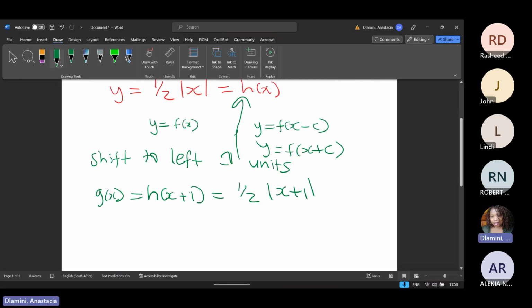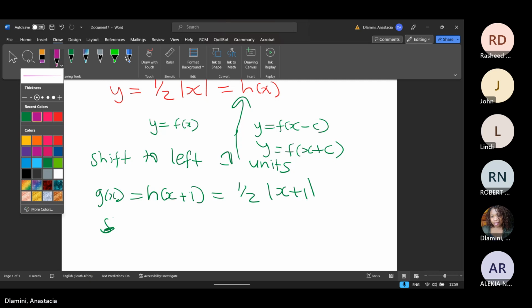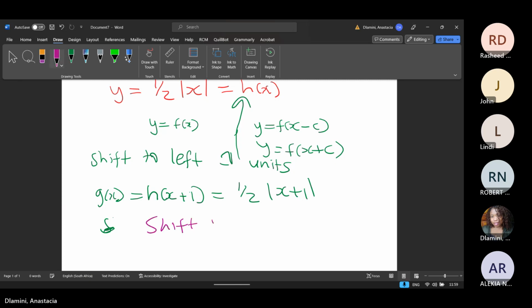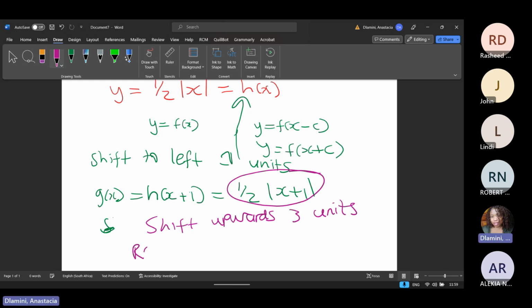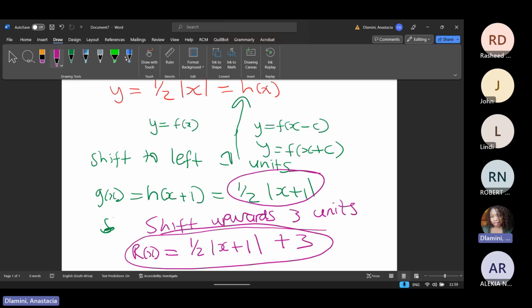So this means we shift, let me choose a different color, we shift upwards 3 units. So we take this graph, let's call the new graph R of x. This graph will then be 1 over 2 x plus 1 plus 3, because we have shifted the graph 3 units upwards. So this is what you were supposed to get for your 4.1.